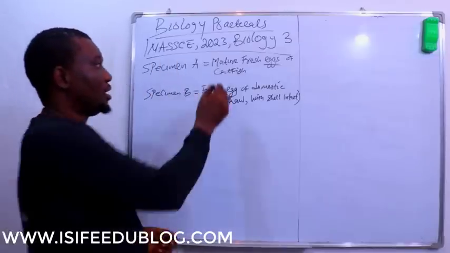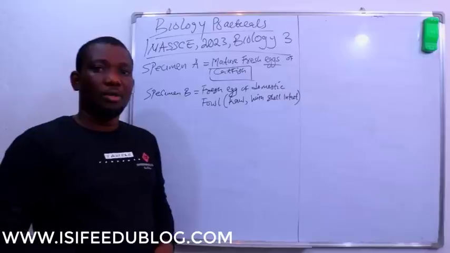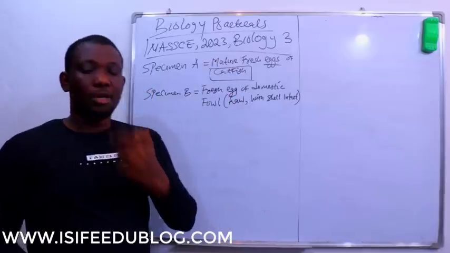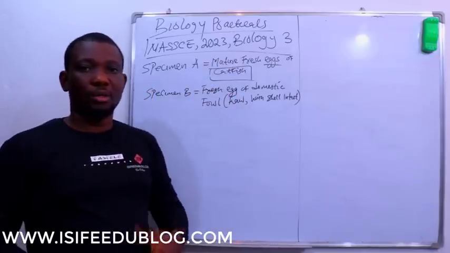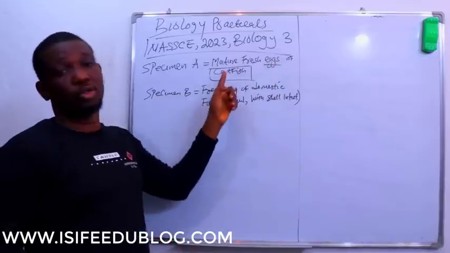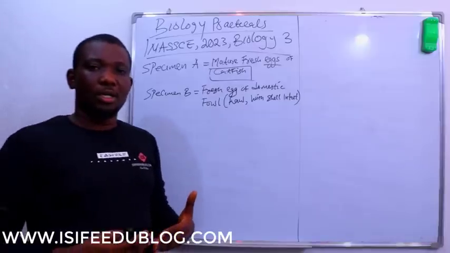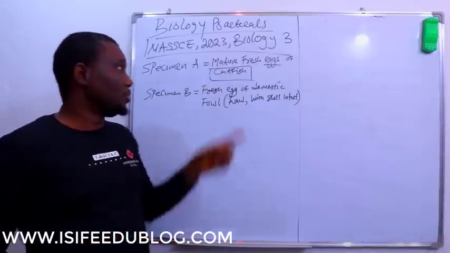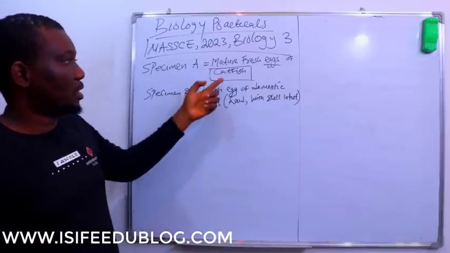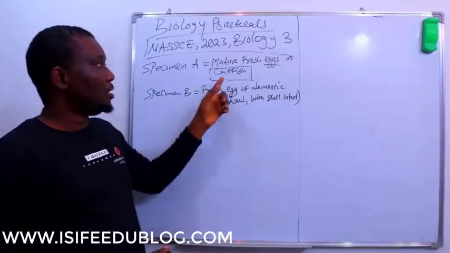You are not going to see any catfish around on the table where the specimens are displayed. What you see there is eggs of this catfish. So it does mean that the candidates are not to know where these eggs are coming from. You're going to look at the egg and see if you can relate this egg to this organism.